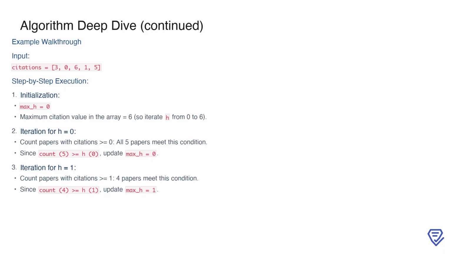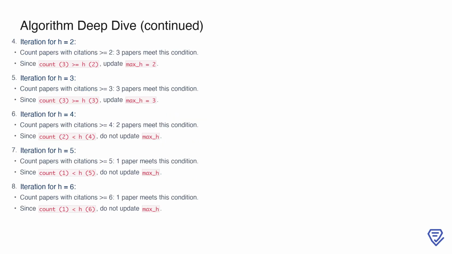For h equals 0, we count all papers with citations greater than or equal to 0, which includes all 5 papers. Since the count of 5 is greater than or equal to h, we update max_h to 0. Next, for h equals 1, we count papers with citations greater than or equal to 1, which includes 4 papers. Again, the count of 4 meets the condition, so we update max_h to 1.